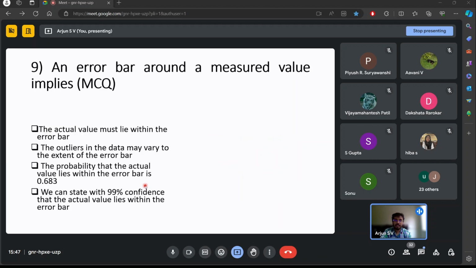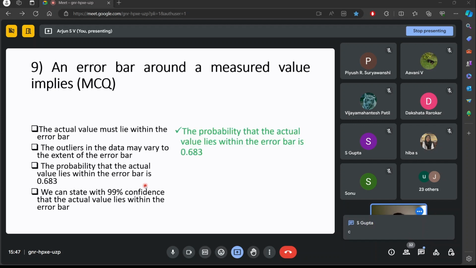And the ninth question: an error bar around the measured value implies. It's a single MCQ question, only one point would be correct. Gupta is saying C, correct answer. The probability that the actual value lies within the error bar is 0.683. That is one standard deviation.